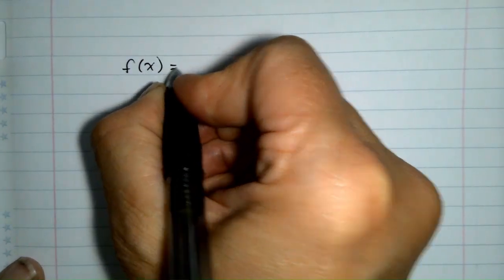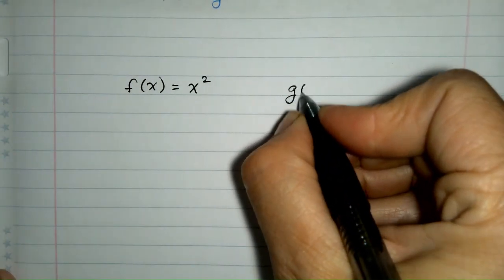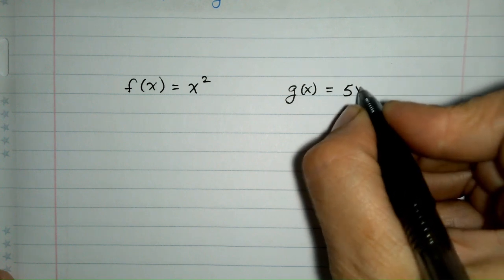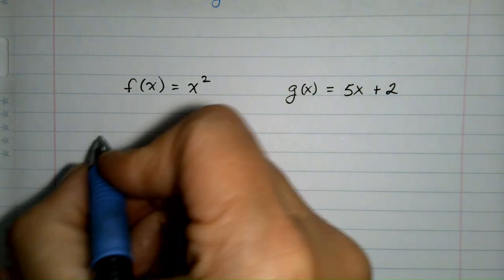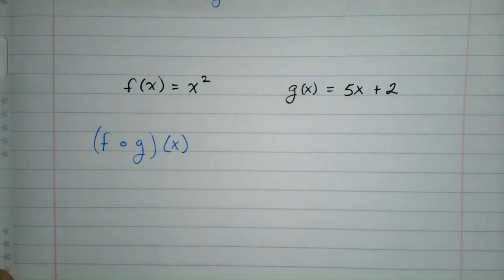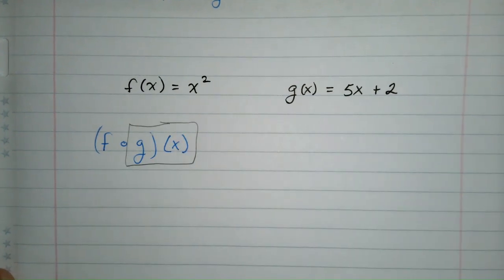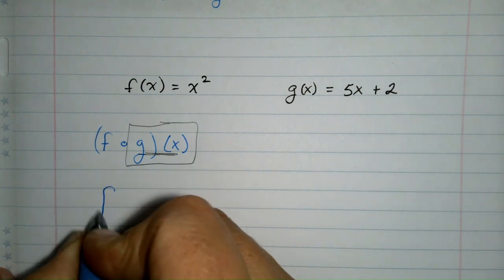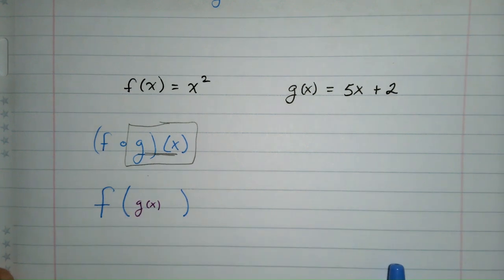Okay, so f of x, we're just going to keep it a simple equation, x squared. g of x is going to be 5x plus 2. And the first one we're going to find is f of g of x. I like to go ahead and basically kind of box in g of x. That tells me g of x is going on the inside. So I really should be thinking f of g of x.